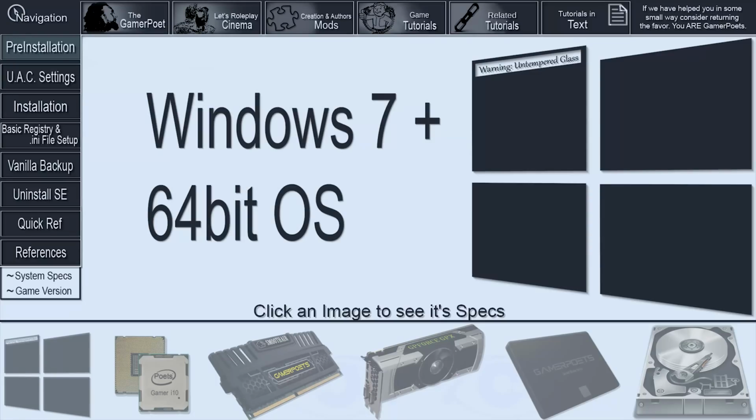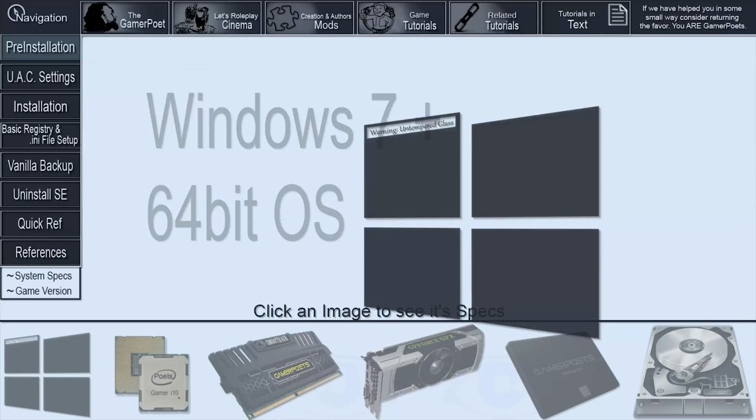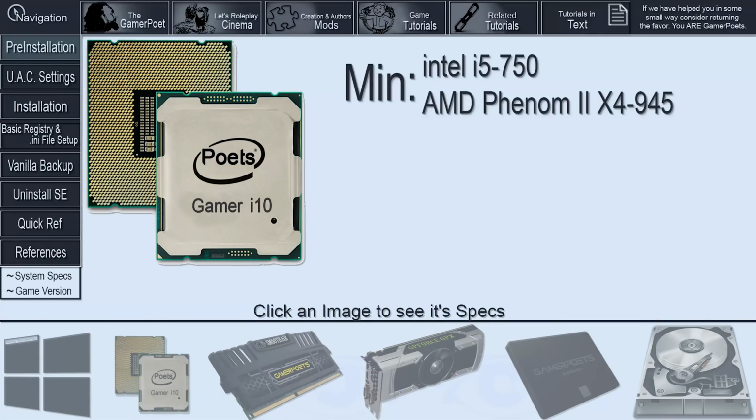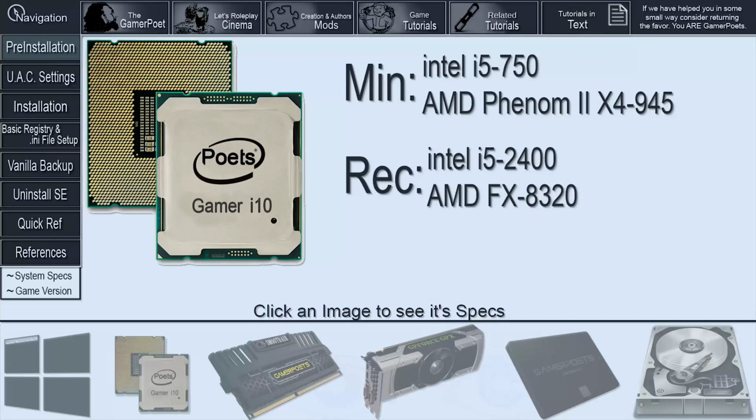The Skyrim Special Edition requires Windows 7 or later, however, only 64-bit versions can be utilized. CPU. The minimum, vanilla game, requirement is an Intel i5-750 or an AMD Phenom 2 X4-945. The recommended minimum for heavy modders is an Intel i5-2400 or an AMD FX-8320. And an ideal CPU would be an i5-6500 or better.